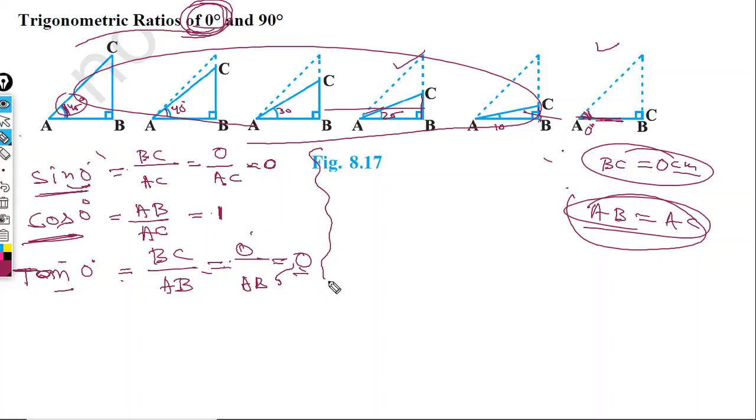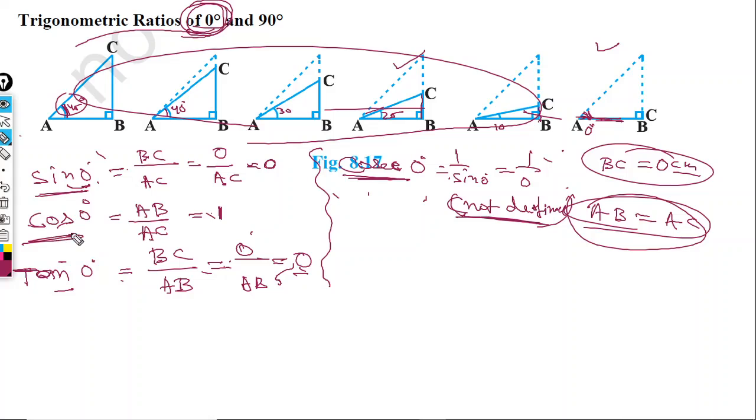From here we can find the other ratios like cosec 0 degree. Cosec is equal to 1 by sine. So cosec 0 will be equal to 1 by sine 0 degree. Okay, that means 1 by 0, and you say 1 by 0 is not defined. Therefore cosec 0 is not defined. Okay, cosec 0 cannot be defined, or you can say infinity.